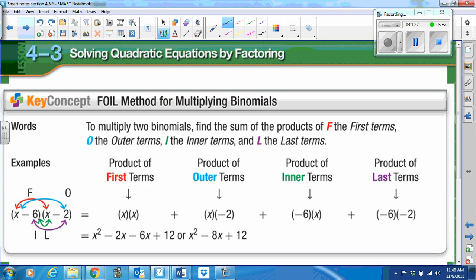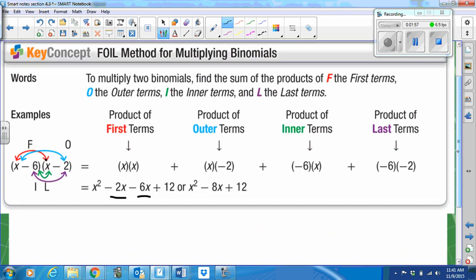But for the purpose of this chapter, all we will be doing is multiplying binomials by each other, and FOIL does stand for first times first, outer times outer, inner times inner, and then last times last. And when you FOIL, there should always be two terms that you can combine, which would be the inner times inner and the outer times outer, which will typically be like terms.